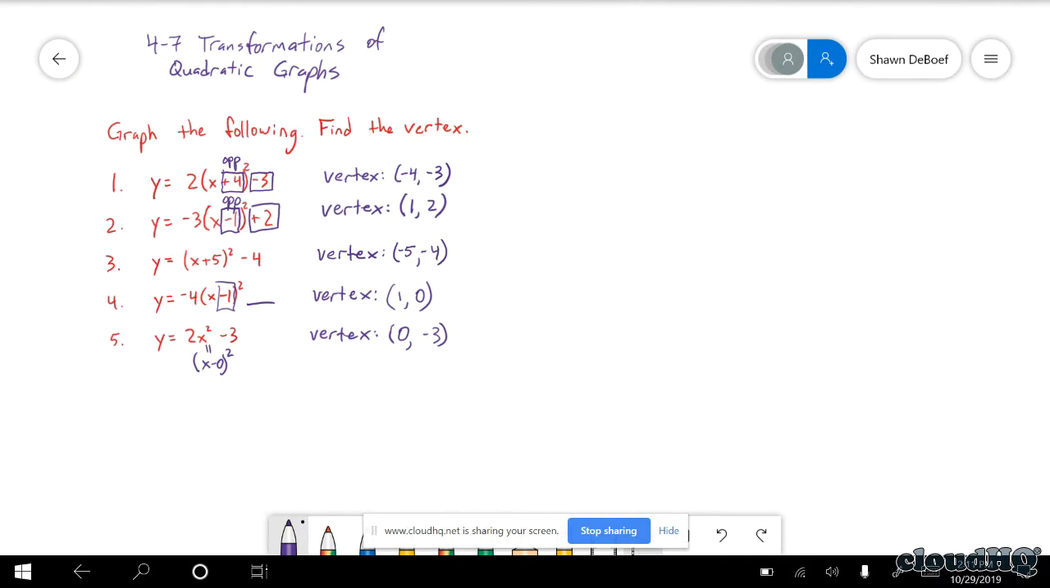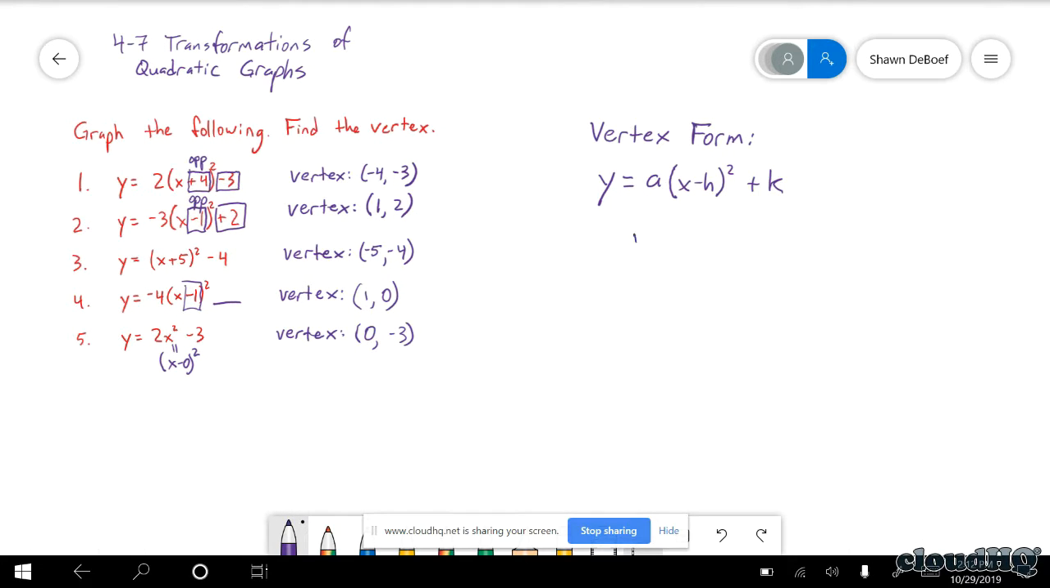Not the first time we've seen this. It looks like this. We call it vertex form, by the way. We've already dealt with standard form, but vertex form looks like this. Y equals a(x - h) squared plus k. And our vertex, then, if it's written in that form, look inside the parentheses, it says negative h, so I would switch it to positive h, and then my y value would be the k. So the vertex is (h, k).